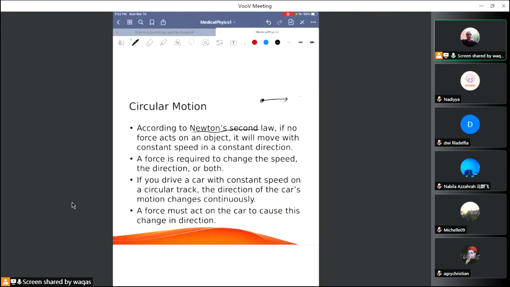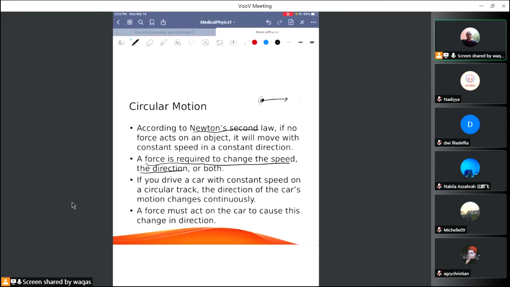If you want to change the speed of this body, you need to apply a force. A force is required to change the speed or direction or both. By applying force you can change the speed, you can change the direction, or you can change both speed and direction together.